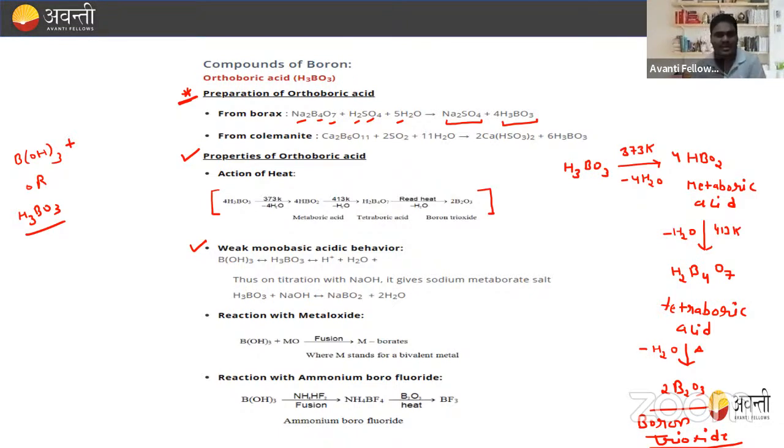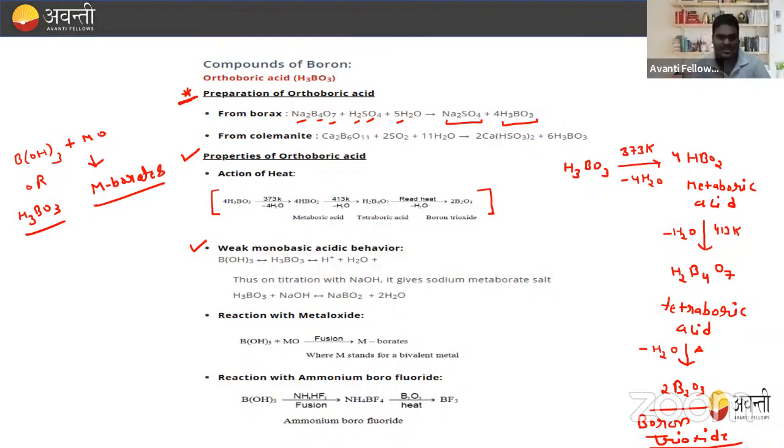So what happens when orthoboric acid is treated with the metal oxide, that is MO? What will they form upon fusion? They form M borates, right? Always remember M borates, where M stands for any bivalent metal. Either it will be magnesium or calcium. So any bivalent metal will form metal borates. Clear to everyone? Right.